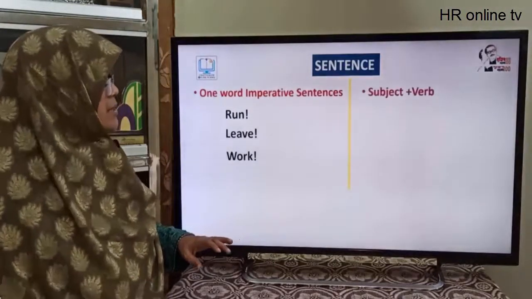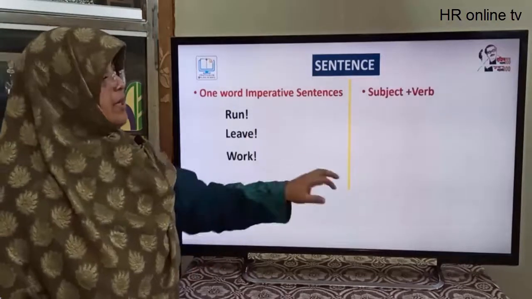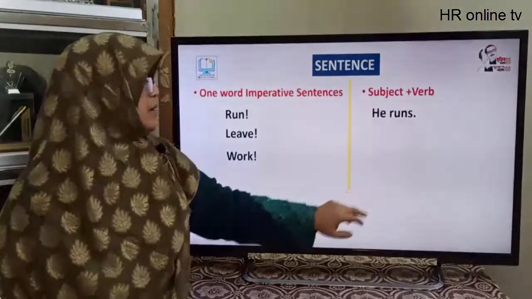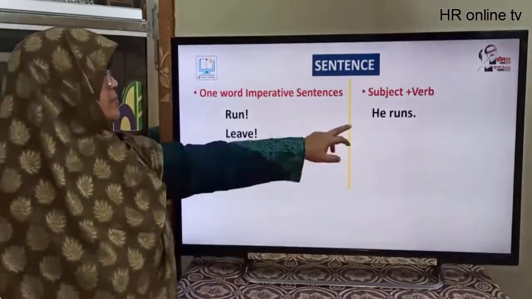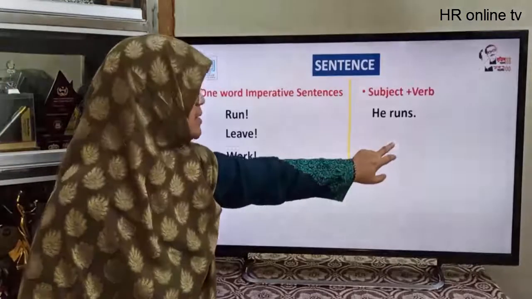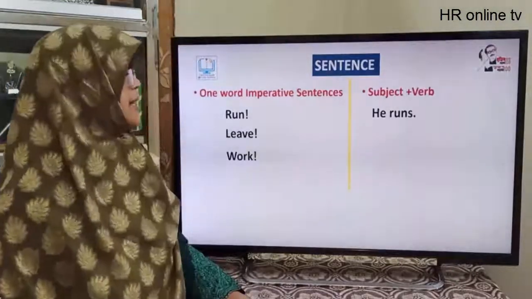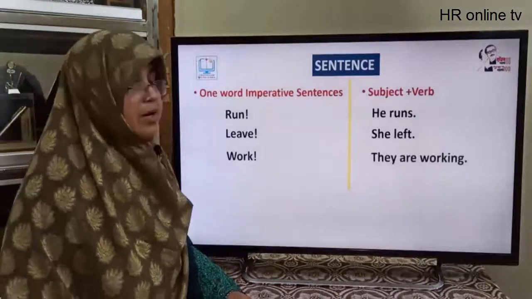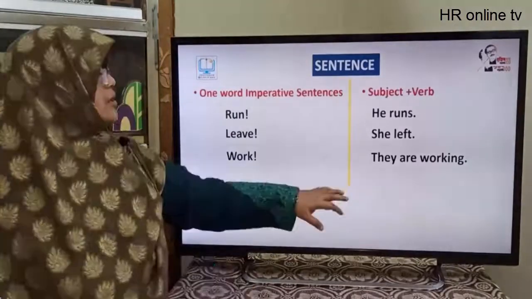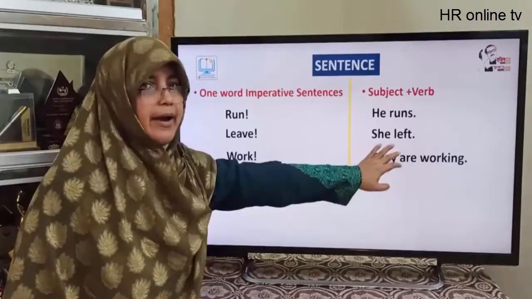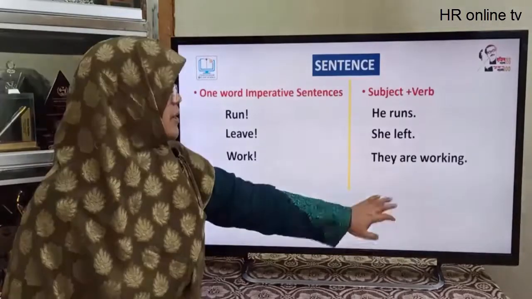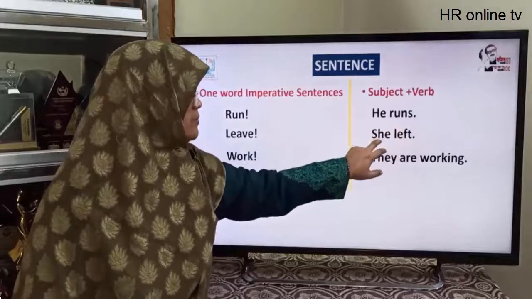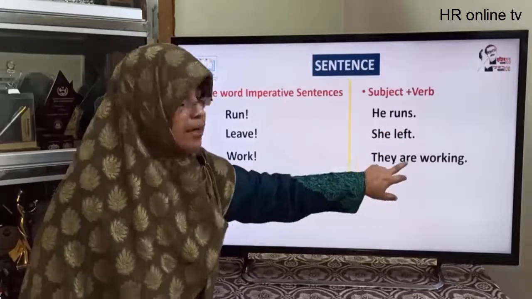Then see another example. We know that we have to use subject plus verb for making a sentence. This is not an imperative sentence, it's an assertive sentence. He runs. She left. They are working. So those are assertive sentences, and they have subject and verb, subject and verb, subject and verb.